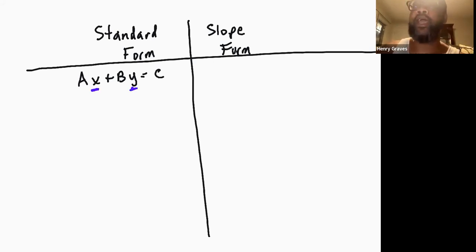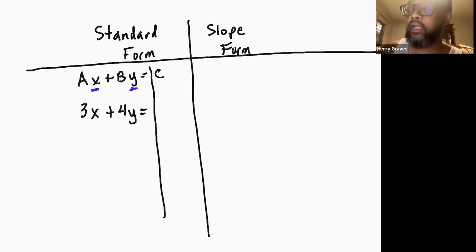So you could have something like 3x plus 4y equals 5, right? Notice again, the x and the y are on the same side. X and y, just like that. So standard form has the x and y on the same side. But slope-intercept form does not have that, right?